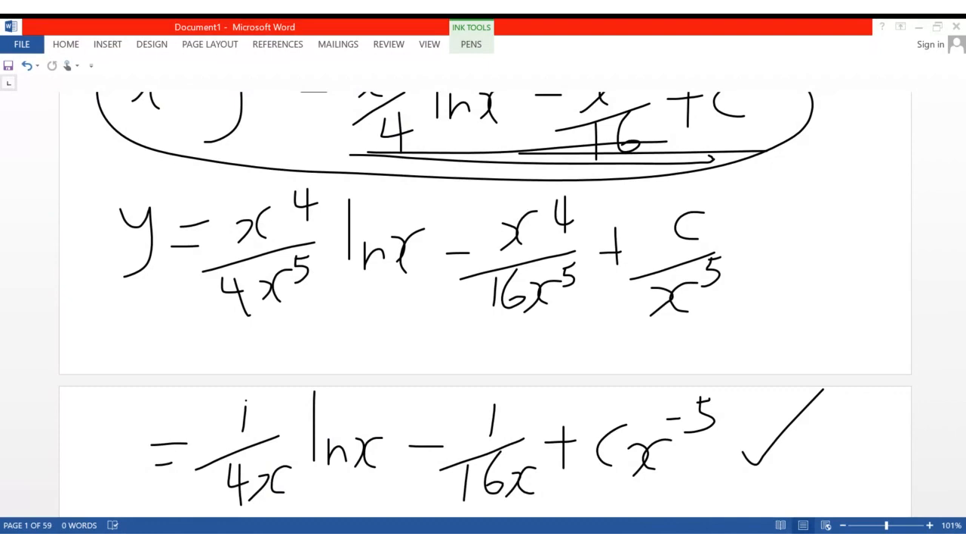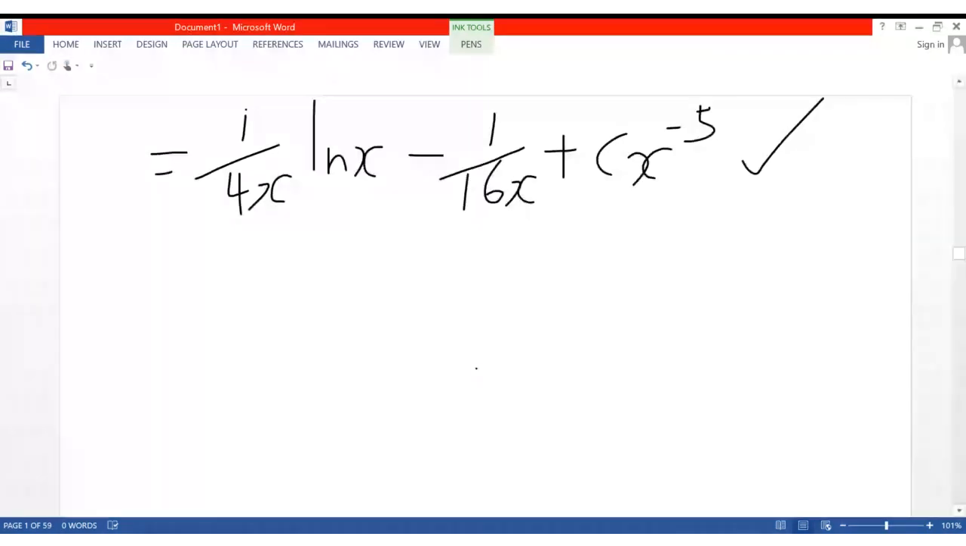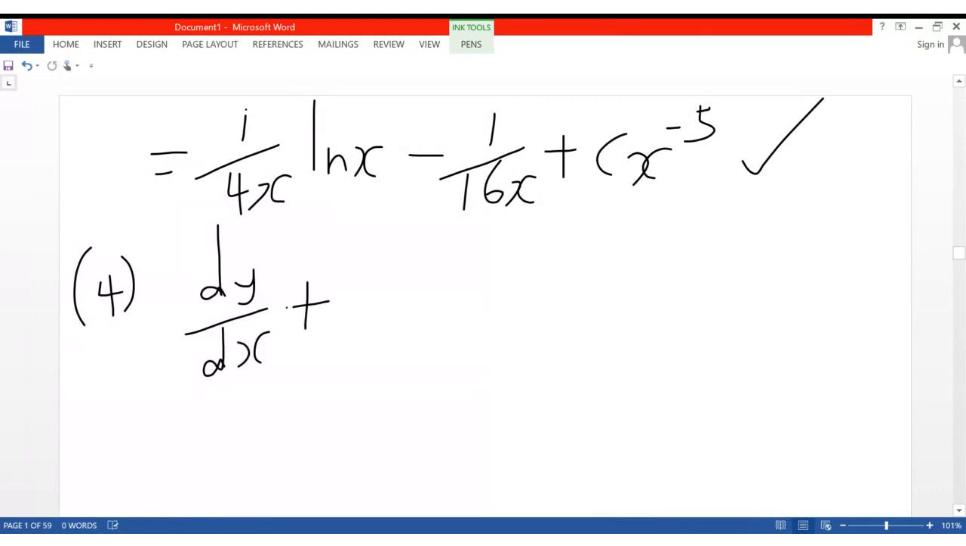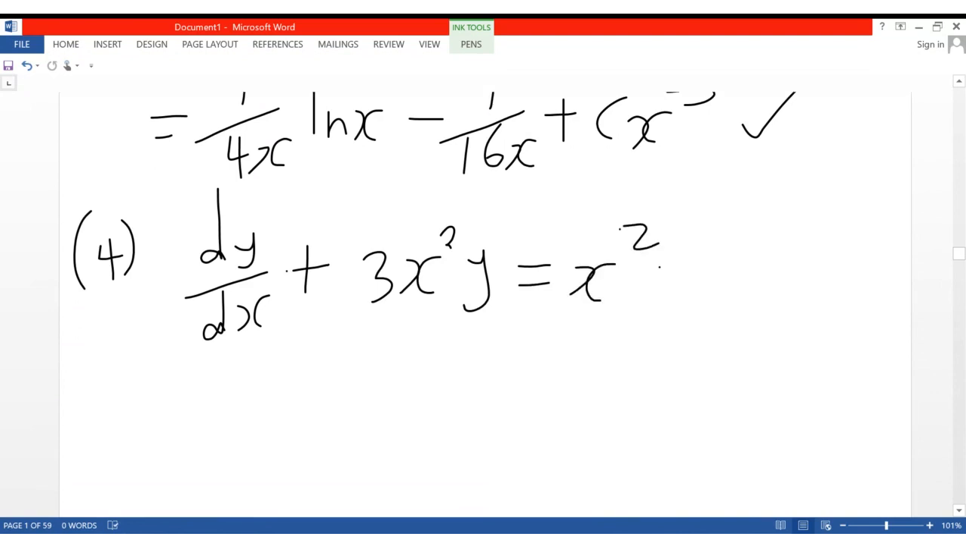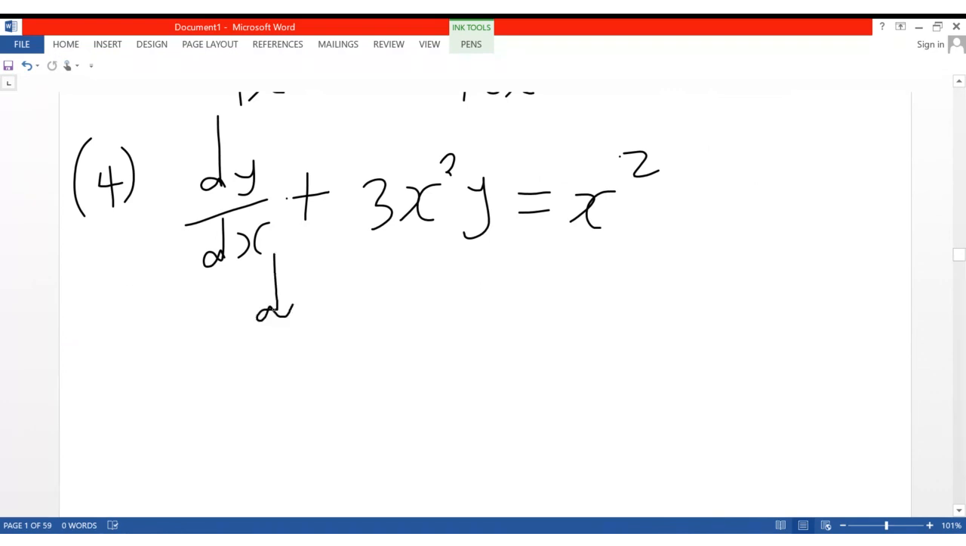Let me do another example. Your number 4 now. So we have dy over dx plus 3x squared y is equals to x squared. So already this one is of the form of what we want. It is of the form of this one, dy over dx plus py is equals to q.